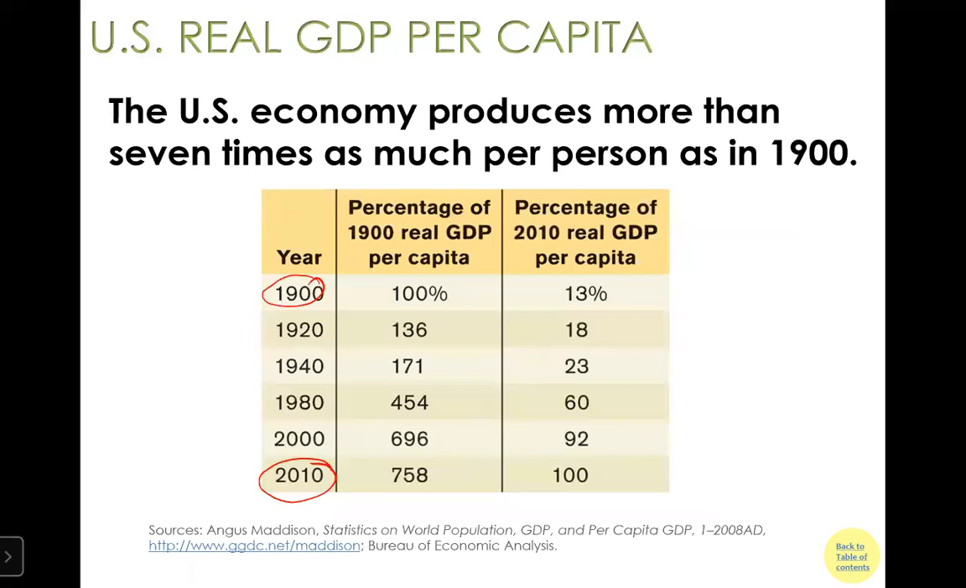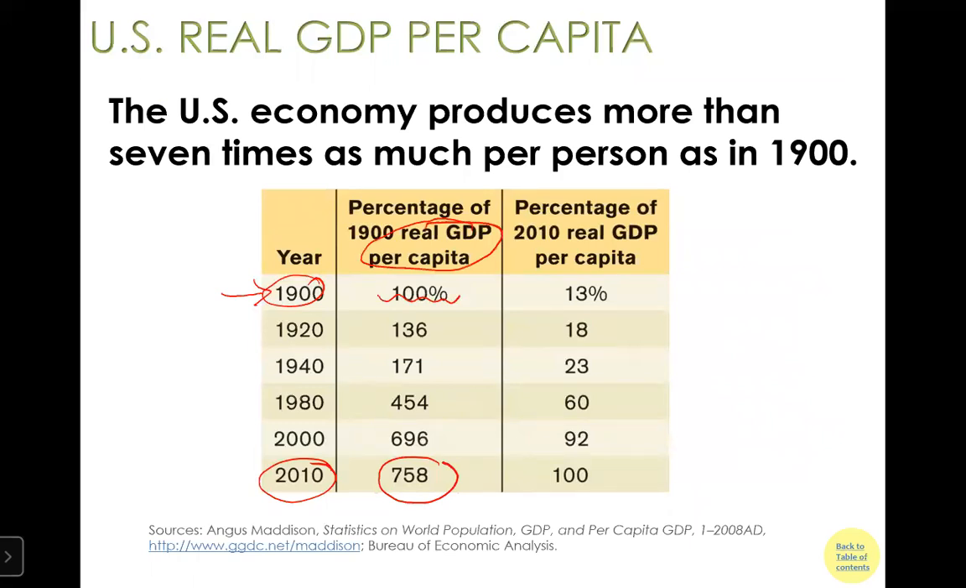There are two ways to look at this. First, we can normalize 1900 real GDP as 100. So from 1900 to 2010, the GDP increased from 100 to 758, or roughly the GDP has grown by 8-fold. But keep in mind, this is real GDP per capita.